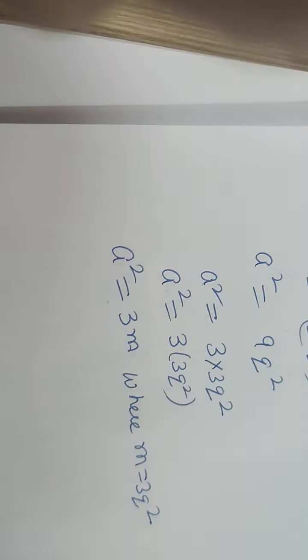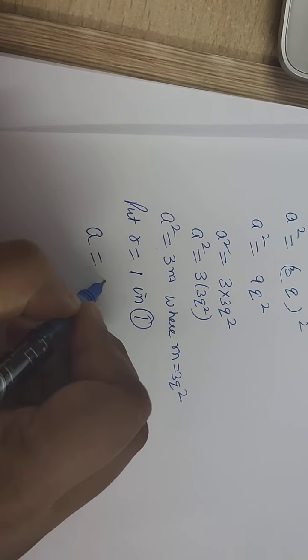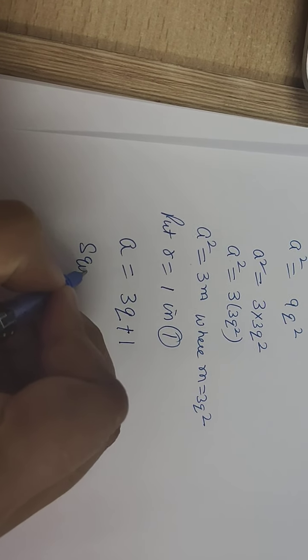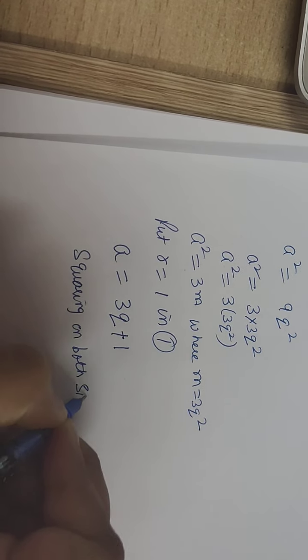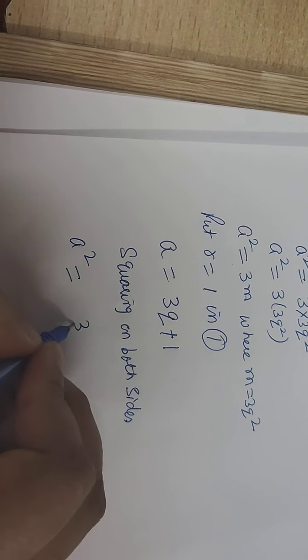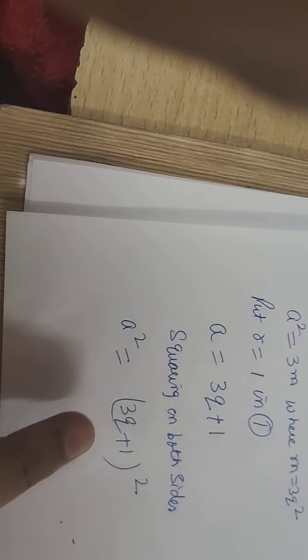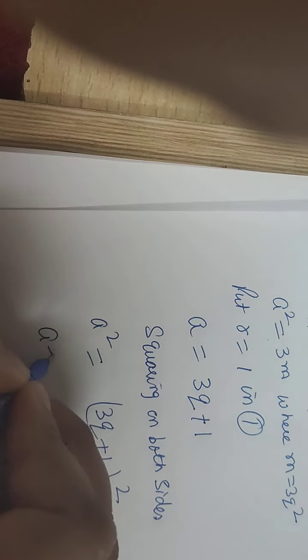Clear? Now what will we do? Put r is equal to 1 in 1. What will we get? A is equal to 3q plus 1. Again squaring on both sides. See here A square is 3q plus 1 complete square. So you can't say that 3q square, they come together. No. So it is 3q plus 1 whole square. So we will use the identity.